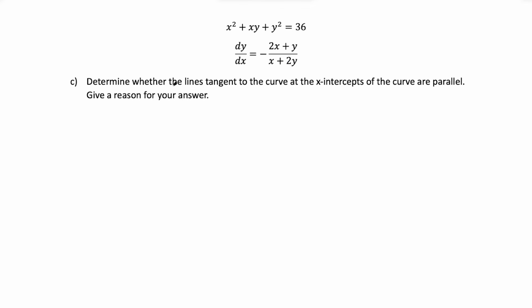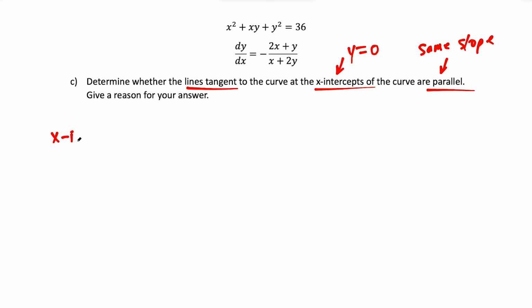So now part C, we want to determine whether the lines tangent to the curve at the x-intercepts of the curve are parallel, and we have to give a reason for our answer. Well, since we're dealing with x-intercepts, those occur when y is equal to 0. And if we're trying to show that the lines tangent are parallel, that means we need to be able to show that the lines have the same slope. So we're going to be targeting the slopes of the lines. So that means we're going to have to plug into the first derivative.